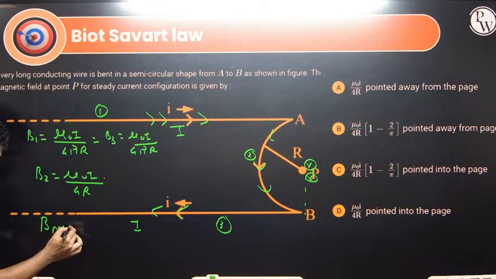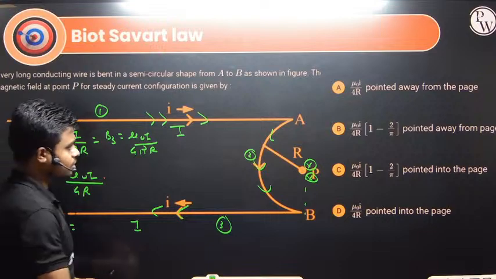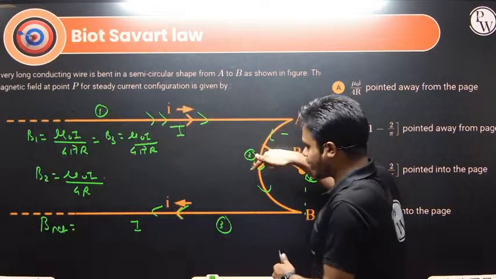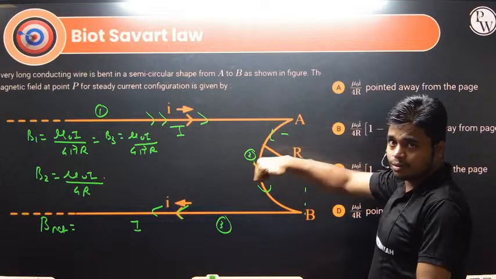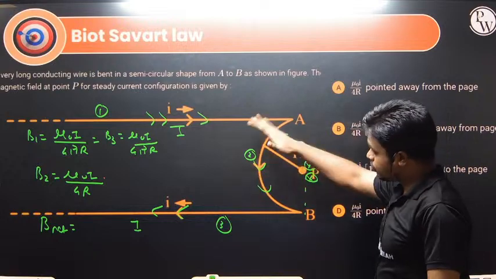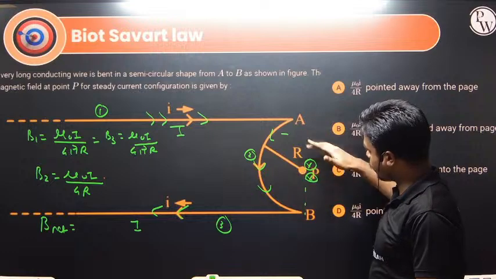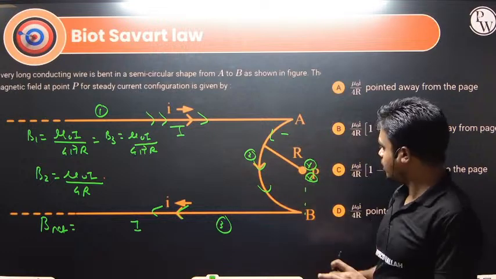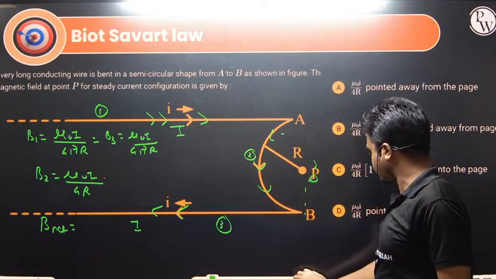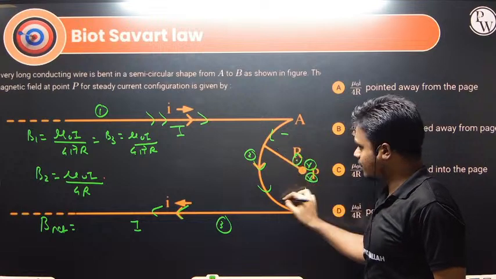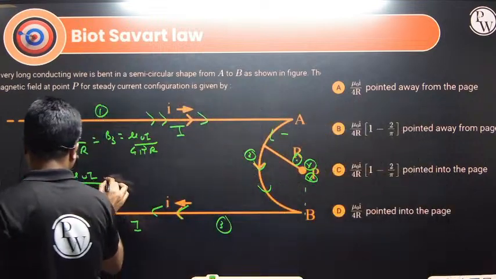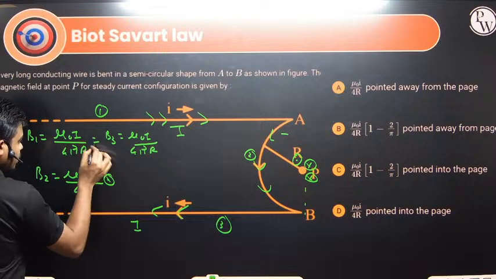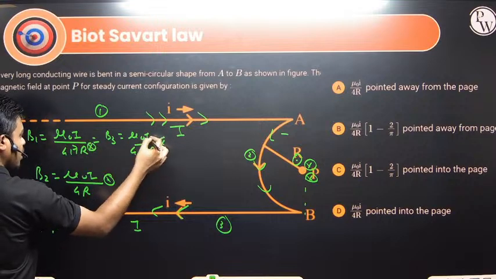So what is B net? But what is the direction of this? We have to rotate our fingers in the direction of the current. Current is flowing like this, and the thumb is coming outward. So the direction of the magnetic field because of this second portion, the curved wire, is outward. So this one is inward and this one is also inward, and we have to add these.